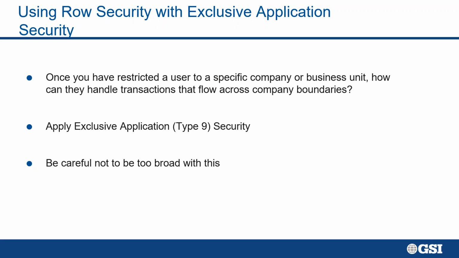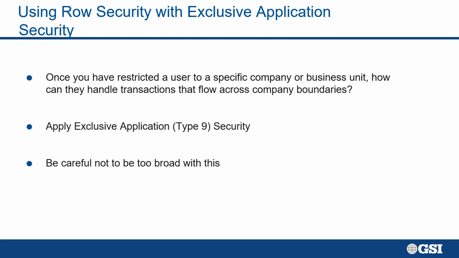Well, you may need to book transactions, orders, potentially payments to that company or a business unit within that company. But you're not allowed to have the company access in the system to pull up the data, to look at the data, to manipulate the data. You're only allowed to book a transaction to them. So this is what's called cross-company transactions. And to get away with this and not have to restructure your row security or give someone too much access that they should not have, you utilize exclusive application security, which is type 9 in the security workbench.